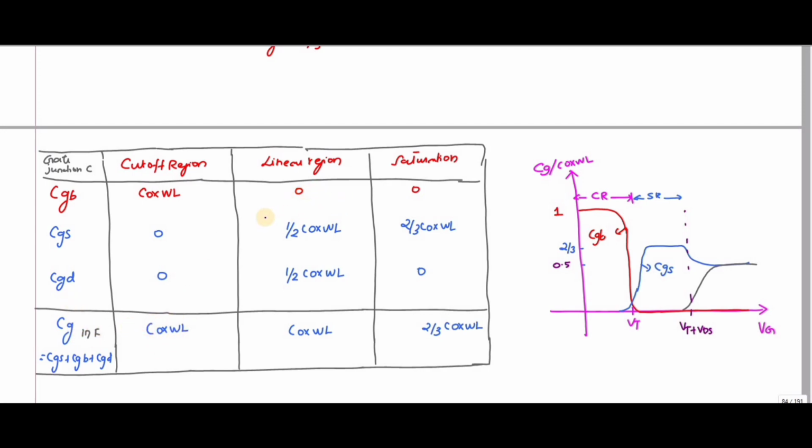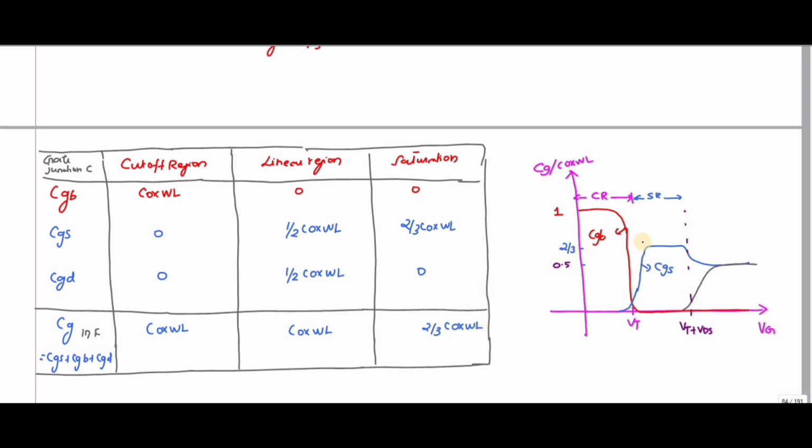At the linear region, CGS is equal to 1 by 2 Cox WL, and CGD is equal to 1 by 2 Cox WL. So if I add these two values, I will get CG equal to Cox WL. At saturation, there won't be a channel between gate and drain, so CGB is equal to 0, and CGD is 0, and CGS is equal to 2 by 3 Cox WL. So CG is equal to 2 by 3 Cox WL.